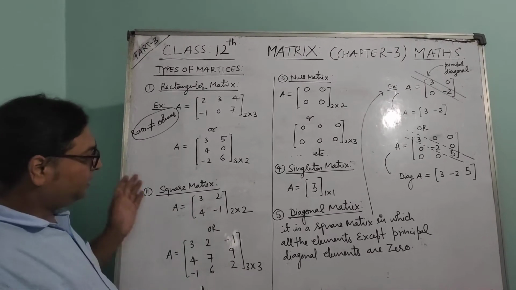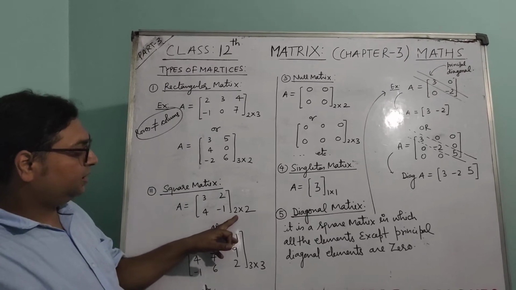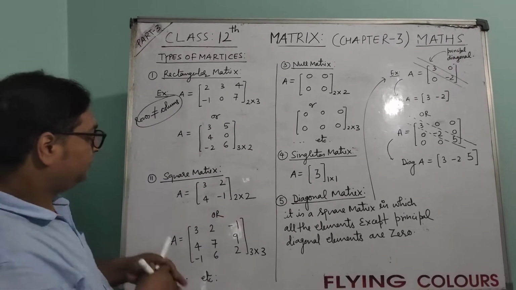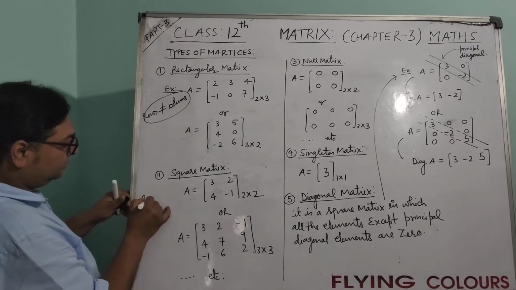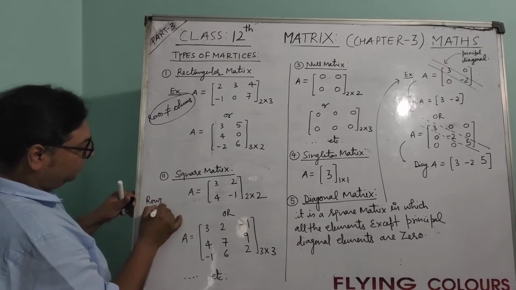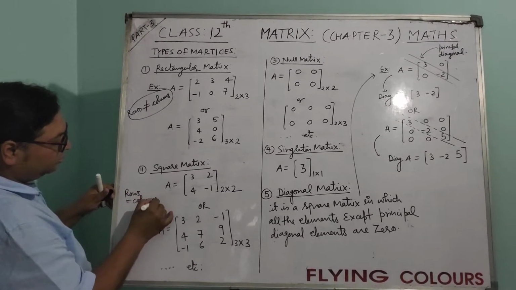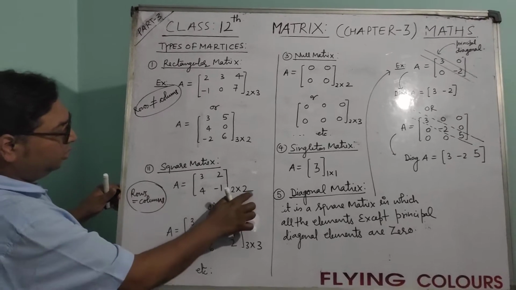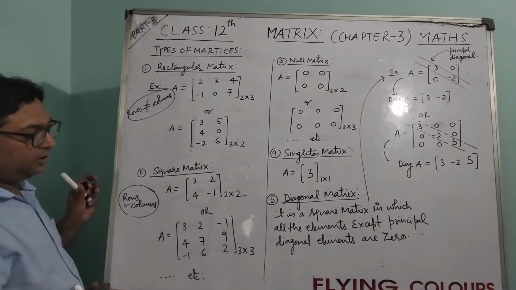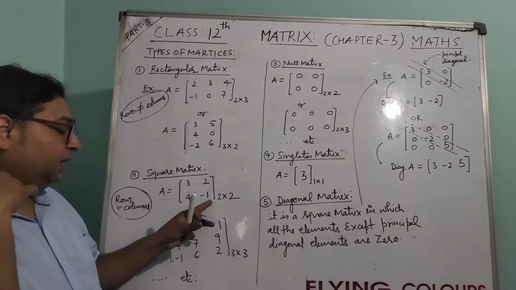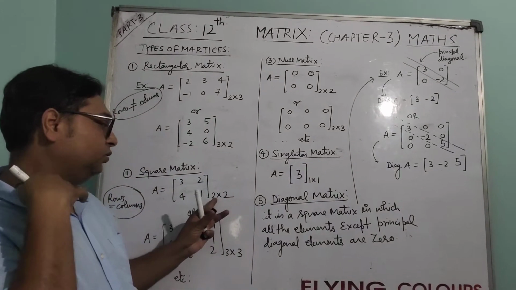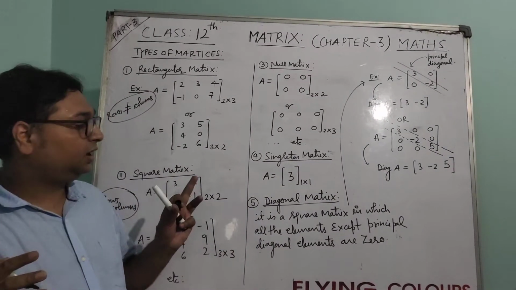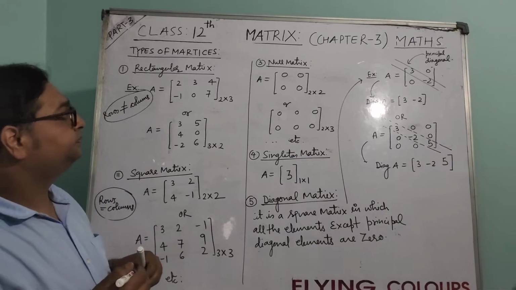Now, what is a square matrix? Here you can see the number of rows is equal to the number of columns. Here, rows equal to columns. 2 into 2, 3 into 3, 4 into 4, something like that. In class 12th, you will deal with 2 by 2 and 3 by 3 type of square matrix only.